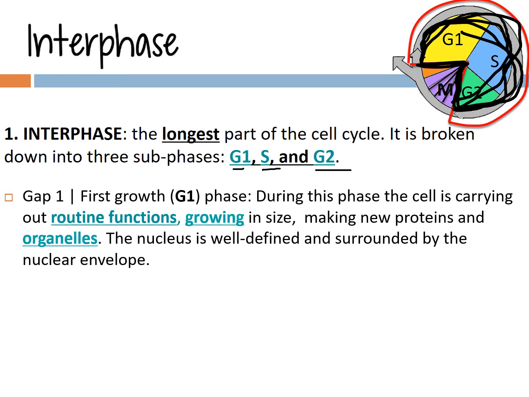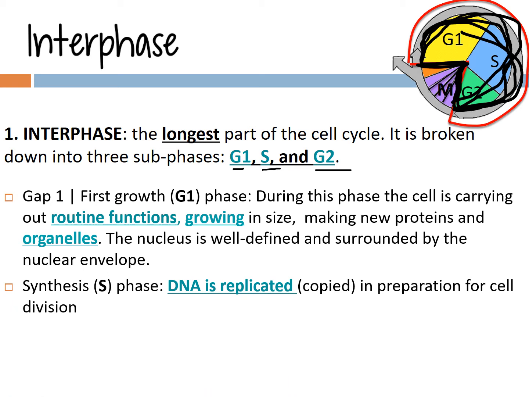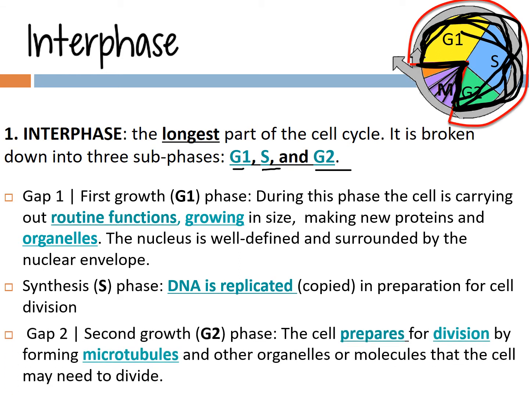Okay, so G1 stands for gap 1. And during the G1 phase, the cell's carrying out its routine functions, it's growing, it's making new proteins and organelles. The nucleus is well defined and surrounded by the nuclear envelope. The synthesis or S phase comes along and DNA is replicated, so it's copied in preparation for cell division. The G2 or the second growth phase is when the cell prepares for division by forming microtubules and other organelles or molecules in the cell that may need to divide.